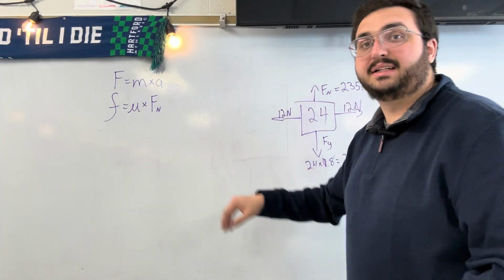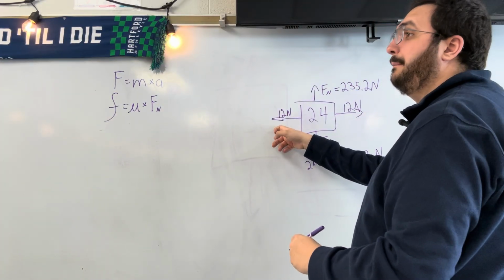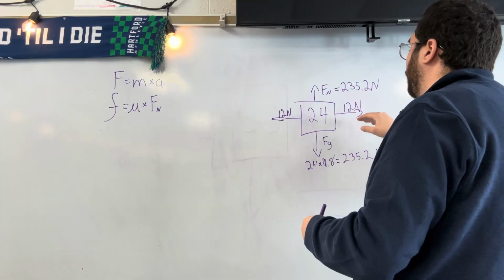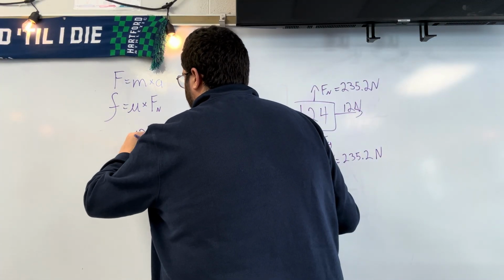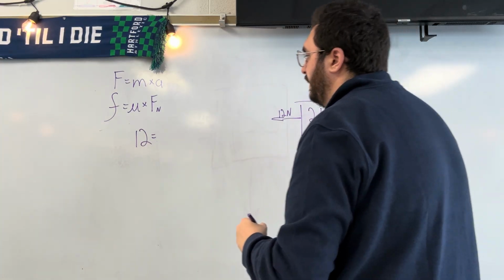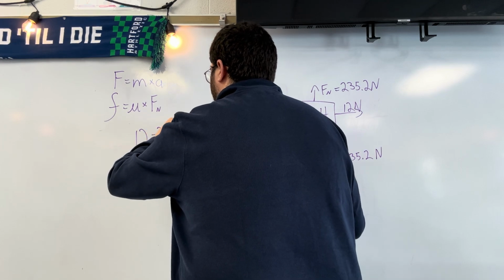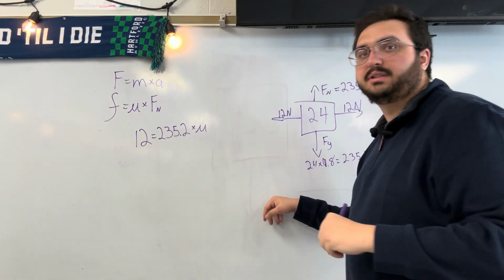So, let's go over here and actually do that calculation. Again, my force of friction must be 12 newtons because otherwise I should be accelerating because of my pulling force. So 12 newtons is going to equal 235.2, my normal force, times our coefficient of friction.